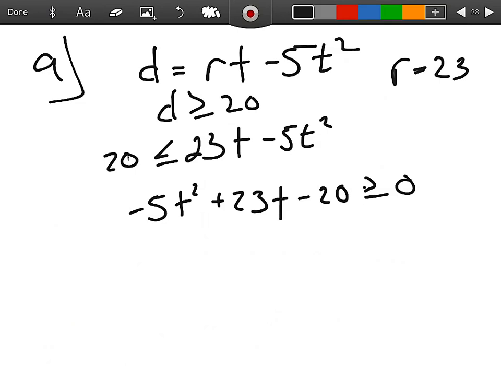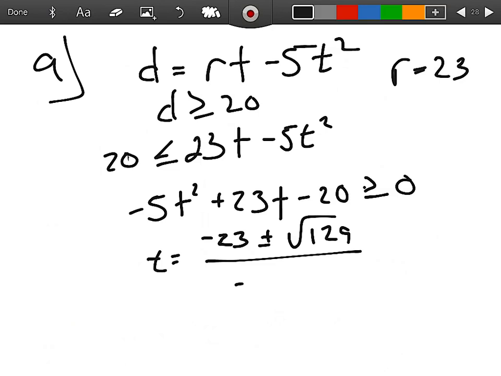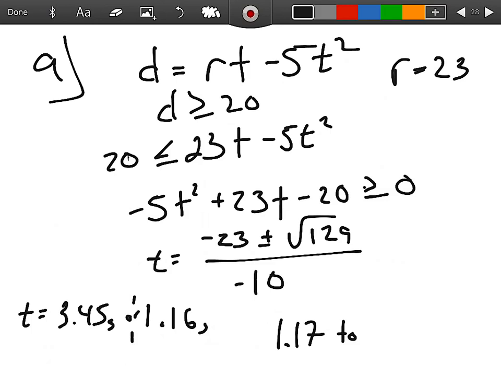So then when you pull all that together, you're going to get t from the quadratic formula, which is negative 23 plus or minus the square root of 129, over negative 10. Once you punch in your numbers there, you get t is equal to 3.44 or 1.16 seconds. So it's 1.1 seconds to 3.4 seconds that the ball is up above the top of the grandstands.